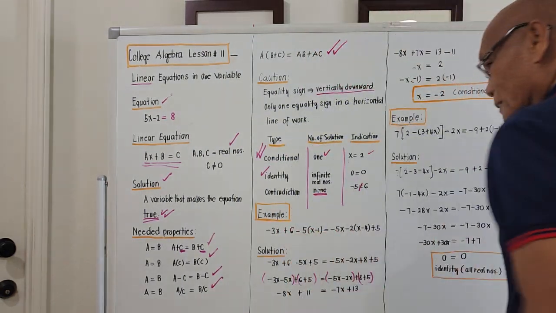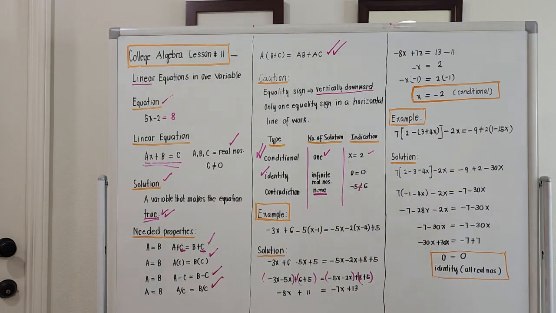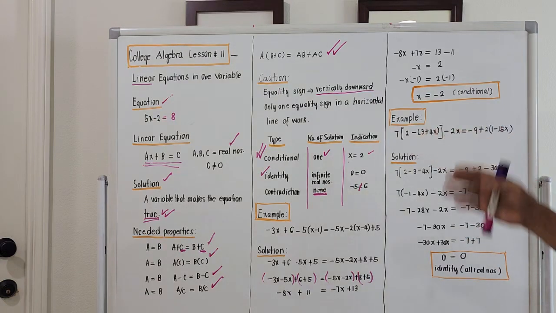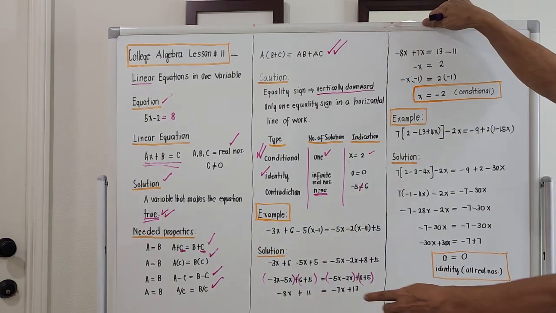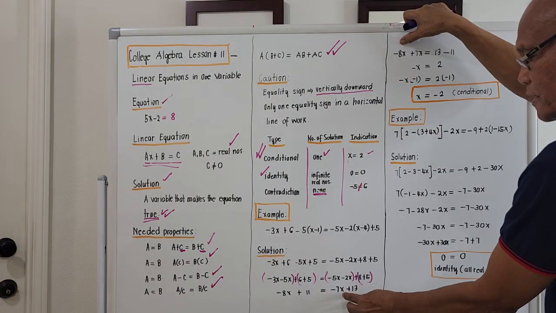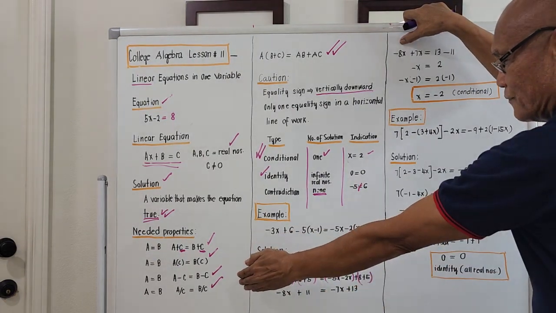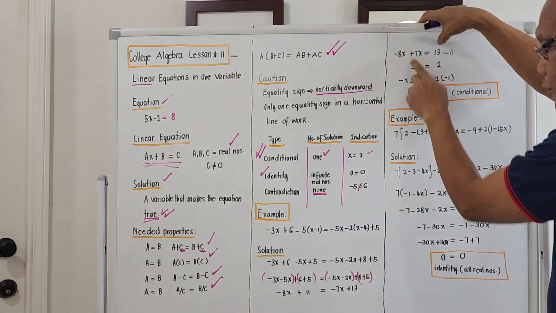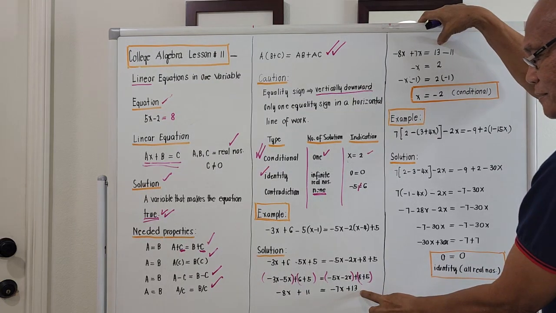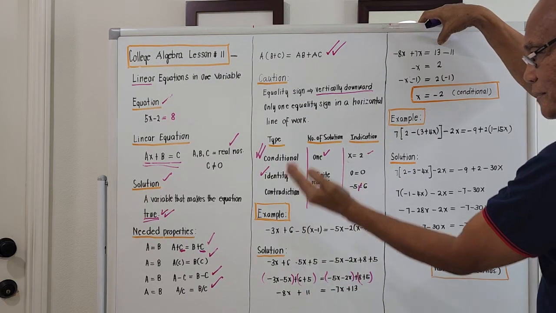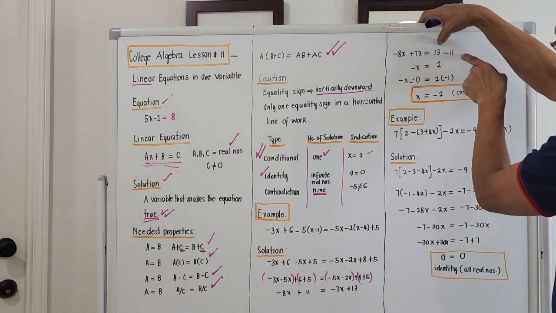Then according to the solution of linear equation, try to isolate the terms with the unknown variable. So I will maintain negative 8x. I will transpose this negative 7x to the left, so it will now be plus 7x. I will maintain 13 on the right hand side, right? But I will transpose this 11 to the right hand side, so this will now be minus 11.